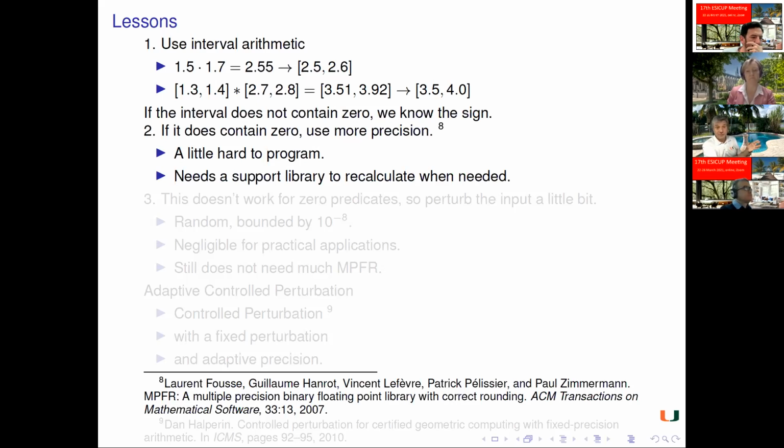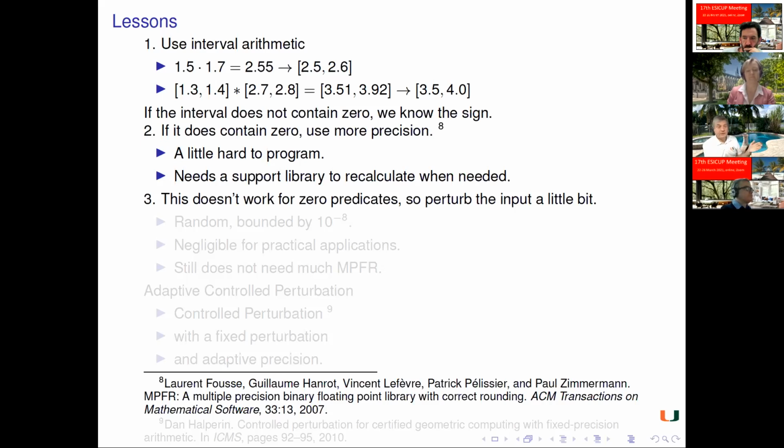But the problem is that this does not work for 0 predicates, which is to say, if you have 3 collinear points, then the value is 0. And so the interval will always contain 0 because it always contains the correct value. But no matter how much precision you use, you don't know if maybe with just a little bit more precision you would get 0 out of the interval. So you just don't know. Is it always containing 0 because it actually is 0, or just because it's very near to 0?